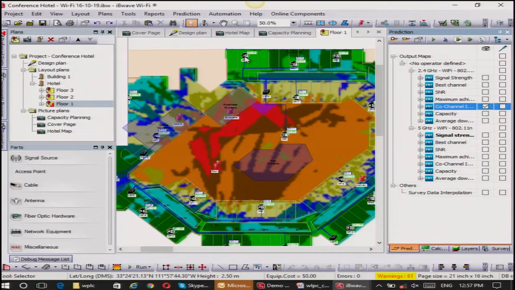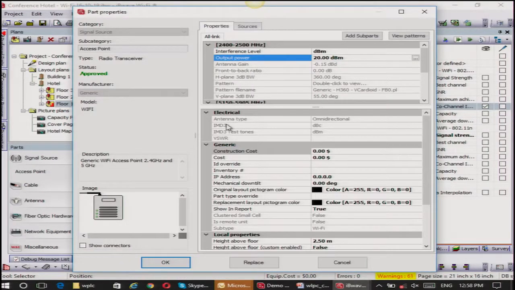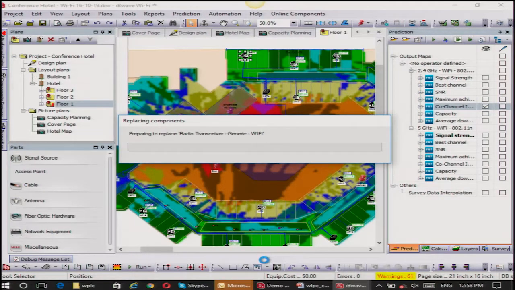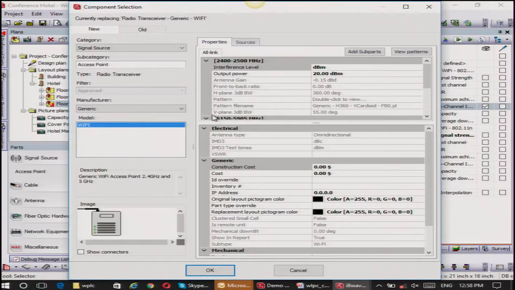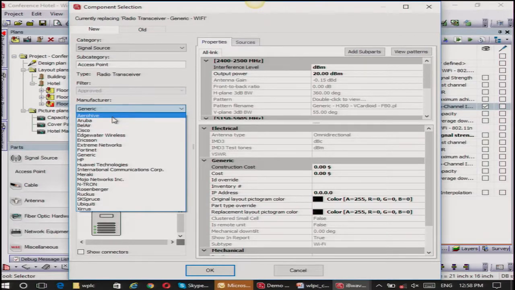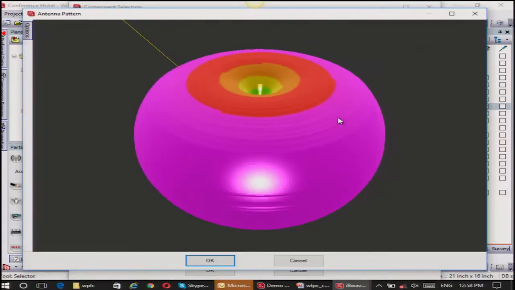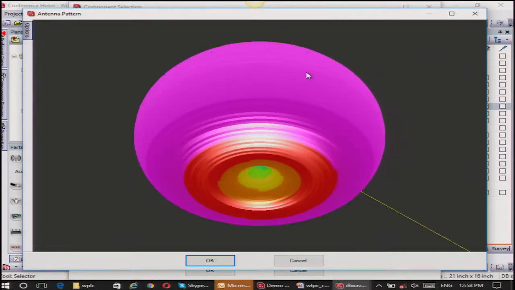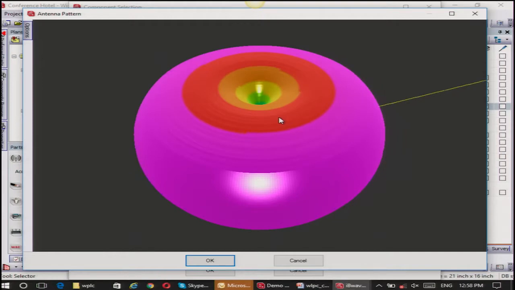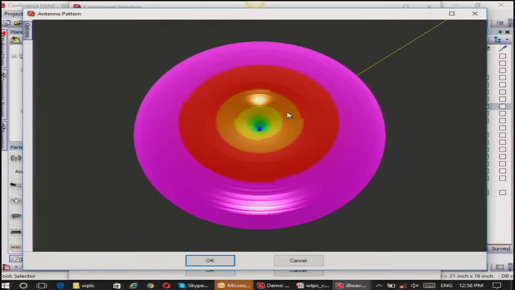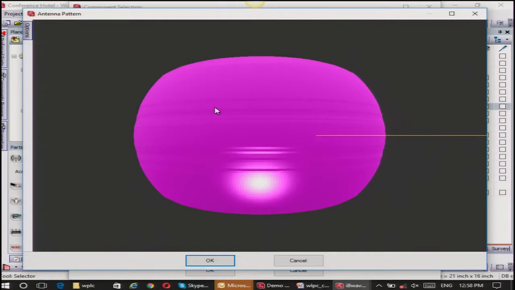And for those Wi-Fi APs, we use generic ones, but you can go ahead and deploy any of the AirHive or Aruba, or they are all in the database. And what you can view is the antenna patterns for every one of them. This one happens to be the omnidirectional antenna, and you can view from various angles the radiation pattern.